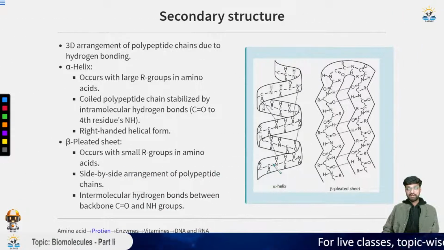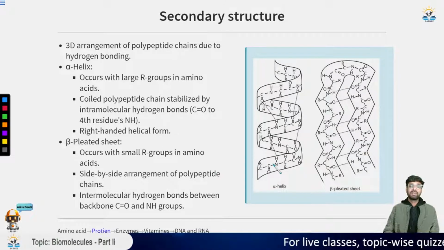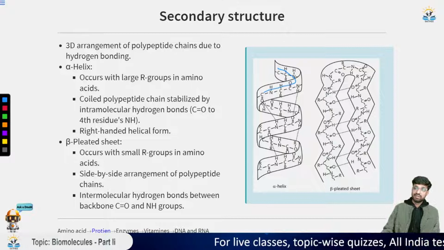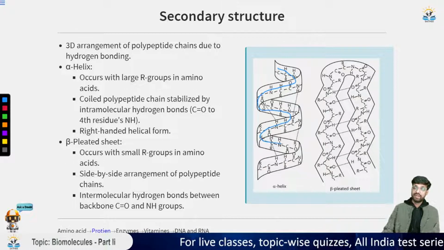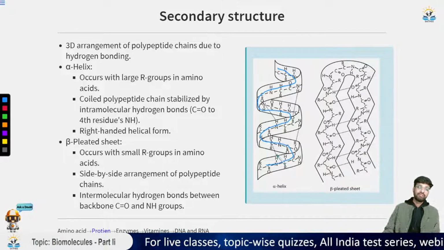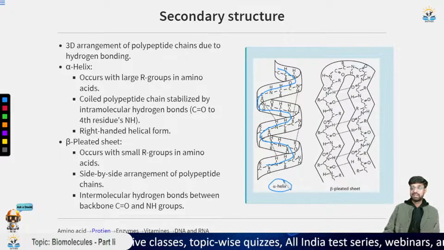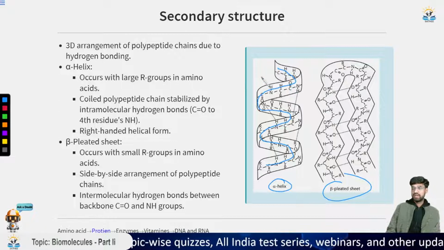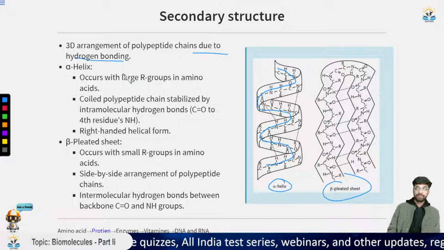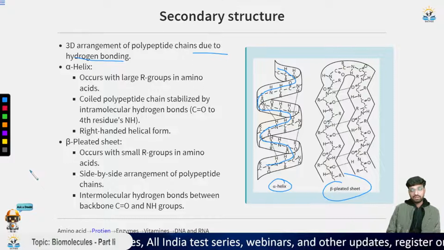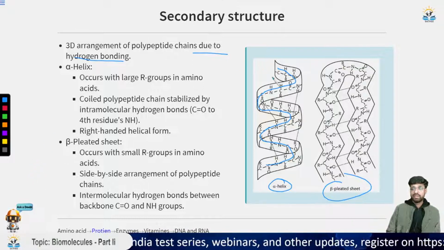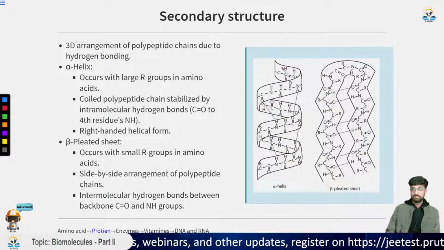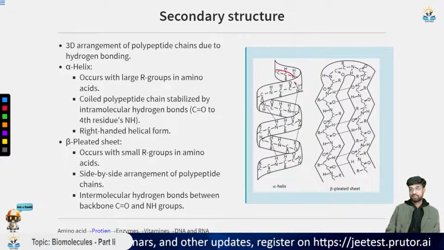Now if you look at the secondary structure, it is a 3D arrangement of the polypeptide. We have this kind of linear structure, which is now arranged in some fashion. In this case, we can have two fashions: first is the alpha helix and second is the beta sheet. Both of them are held together by hydrogen bonding. You can see a coiling is formed here.